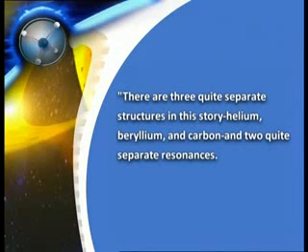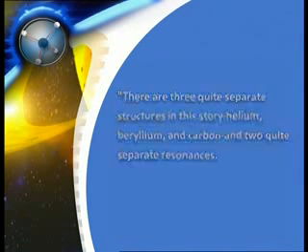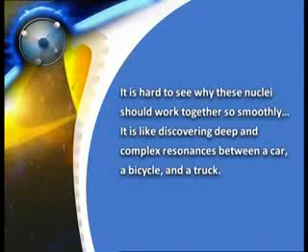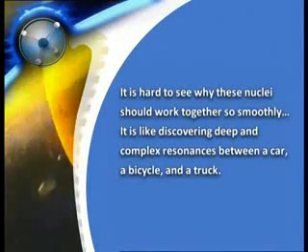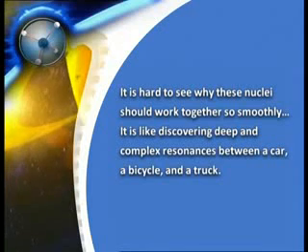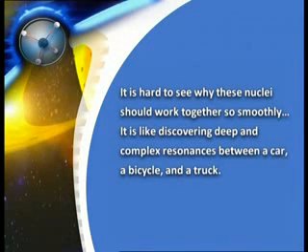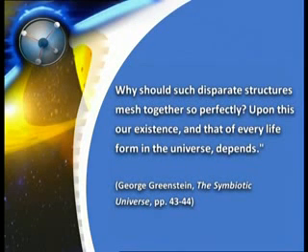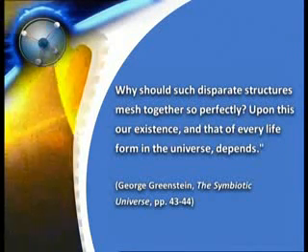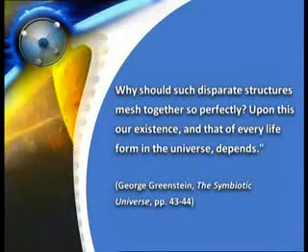There are 3 quite separate structures in this story: helium, beryllium, and carbon, and 2 quite separate resonances. It is hard to see why these nuclei should work together so smoothly. It is like discovering deep and complex resonances between a car, a bicycle, and a truck. Why should such a disparate structure mesh together so perfectly? Upon this our existence, and that of every life form in the universe, depends.